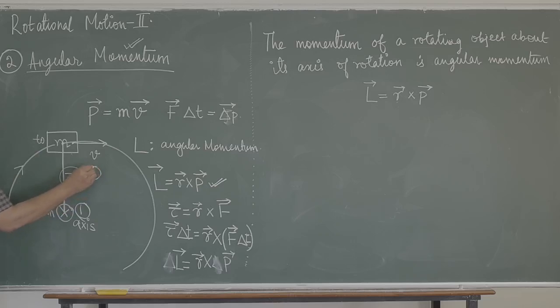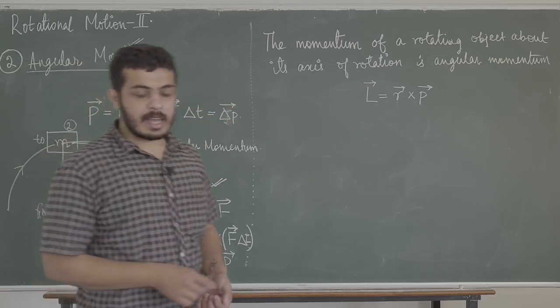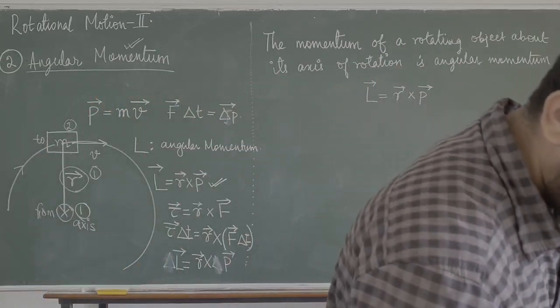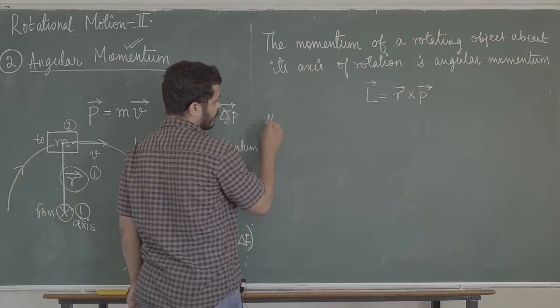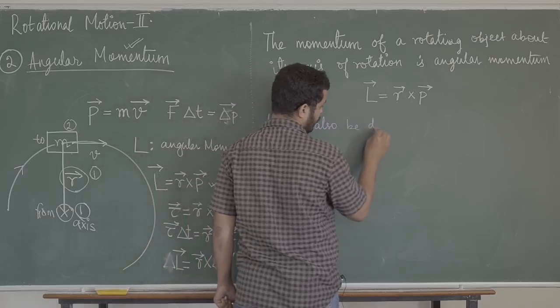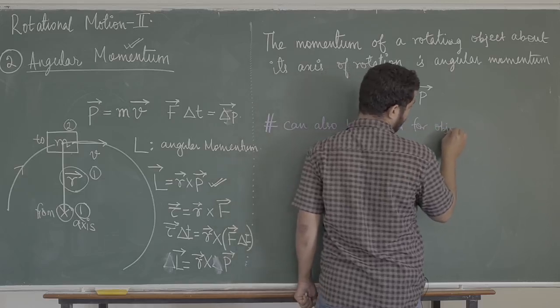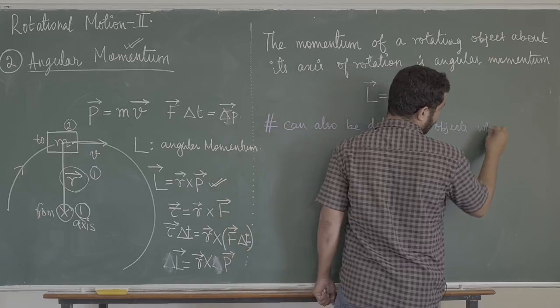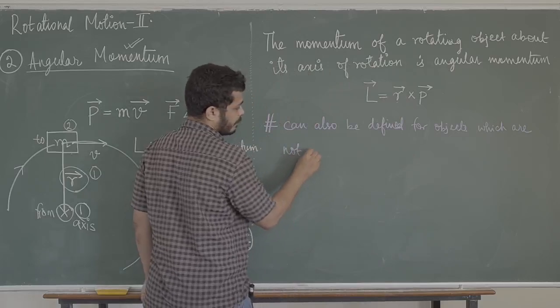This is the first thing that you require. The second thing that you require is m and v. So you can write r cross p. That will give you your angular momentum. Okay. Keep one thing in mind. Angular momentum can also be defined for objects that are not rotating. This is an important point. It can also be defined for objects which are not rotating.